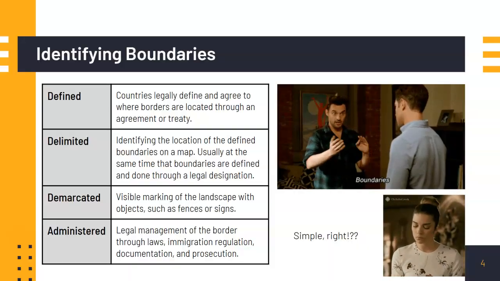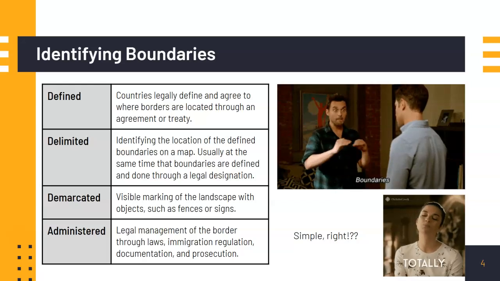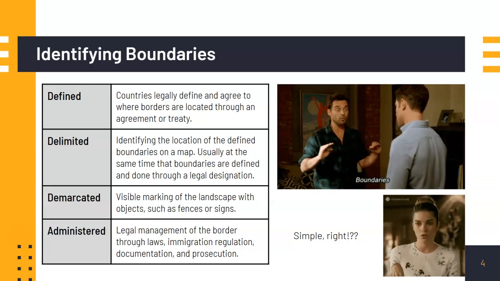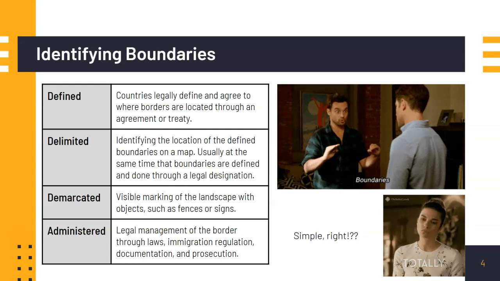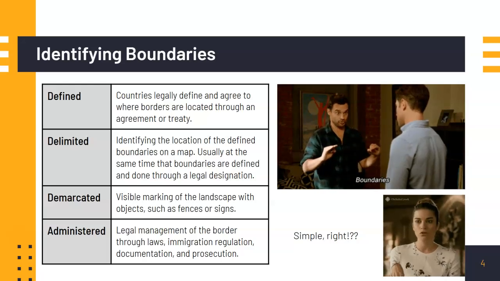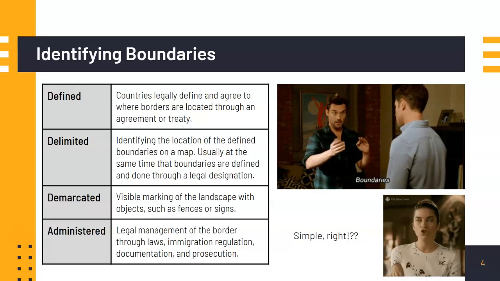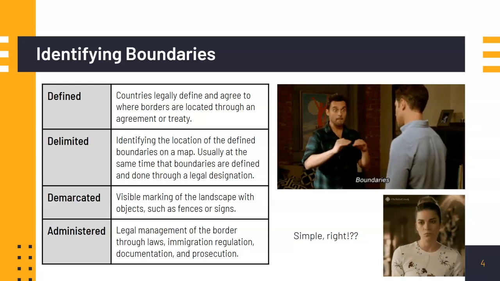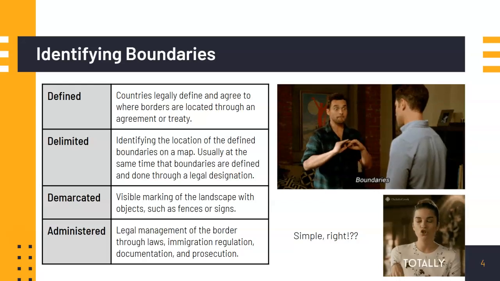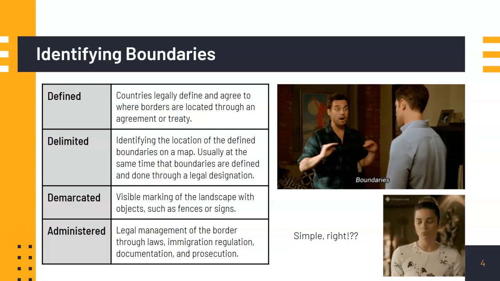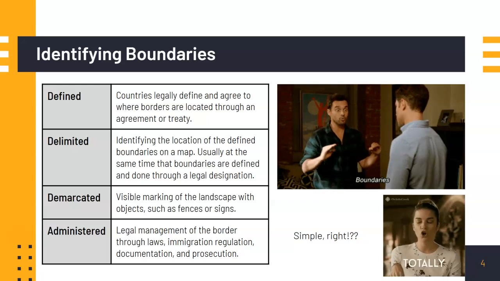Boundaries are essential in defining the space that a country controls and governs. There are four main steps in how boundaries are identified: defined, delimited, demarcated, and administered. First, boundaries are defined through legal agreements or treaties between countries. This is the process in which countries agree on the specific location of their borders, often negotiated and set down in formal documents. These definitions are the foundation of international relations and territorial sovereignty.